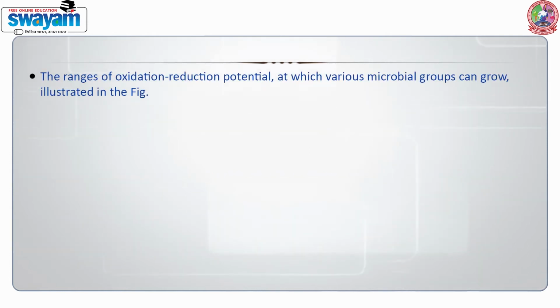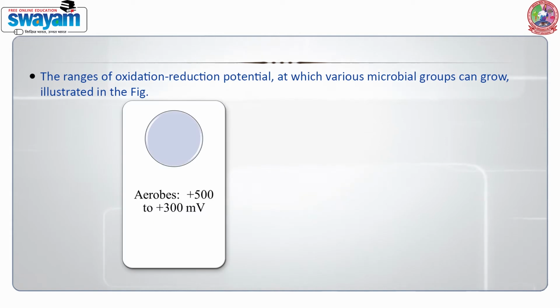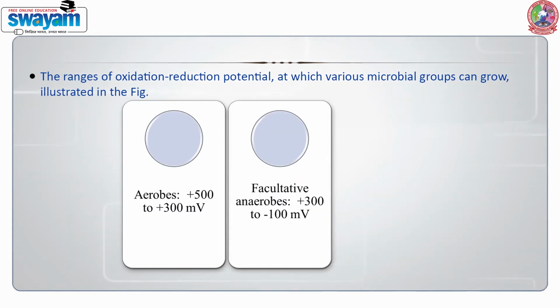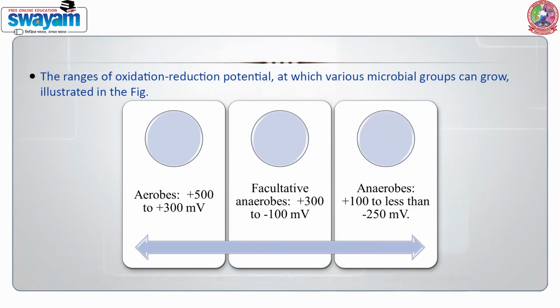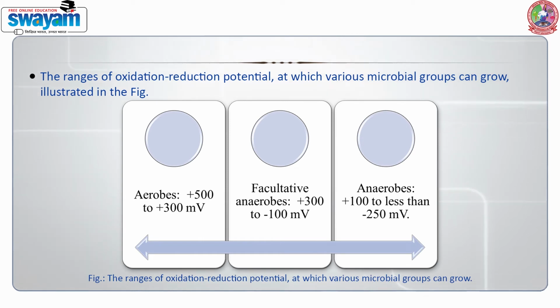In this slide, you can see the ranges of oxidation reduction potential at which various microbial groups can grow. For aerobes, it is plus 500 to plus 300 millivolts. For facultative anaerobes, plus 300 to minus 100 millivolts, and for anaerobes, plus 100 to less than minus 250 millivolts.